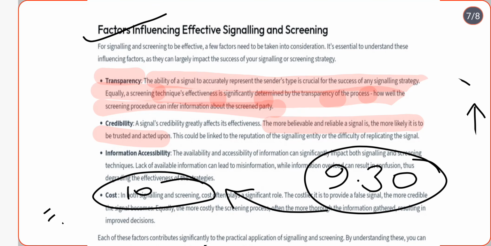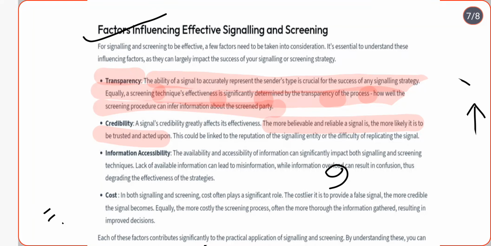So if you are saying proper words, giving proper answers, representing your actions confidently, sitting in a very relaxed way, then these are making your words much more reliable and credible, and you have a lot of degrees also. So that is making your answers credible, that you are speaking the truth and you are a good quality candidate. Information accessibility. The availability and accessibility of the information can significantly impact both signaling and screening. How? Lack of available information can lead to misinformation.